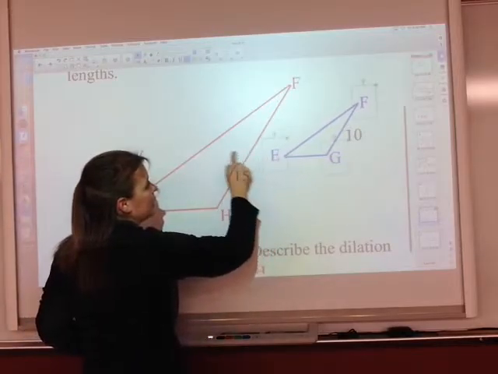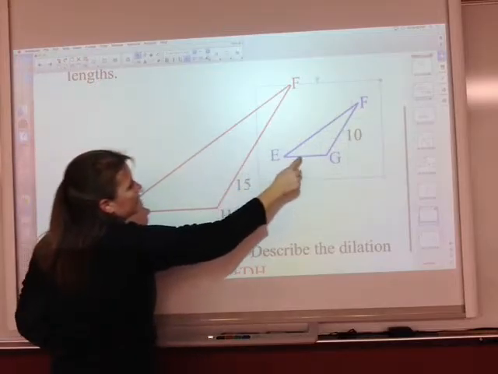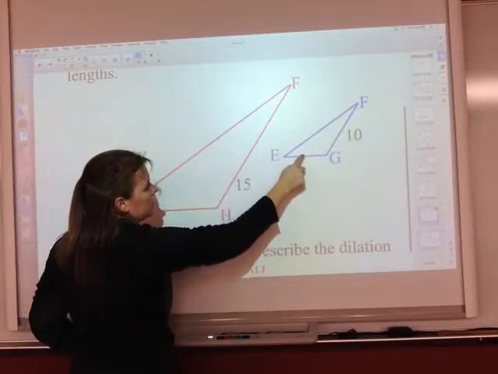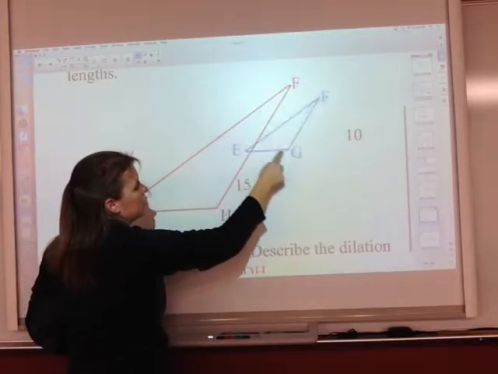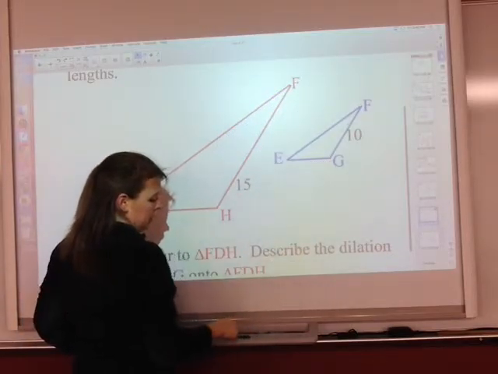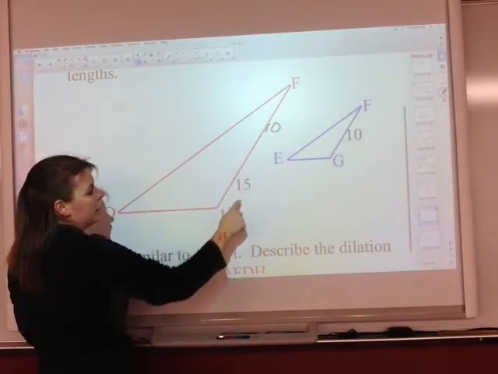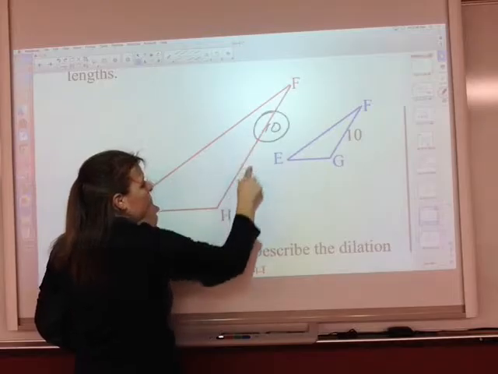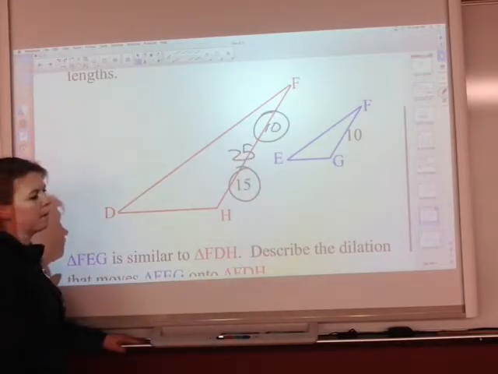You're looking at this and saying, this one is 10, and this triangle is 15. Not true. This triangle is 10, and this triangle is 25. You've got to add up both of those numbers. The length of side FH is 25.